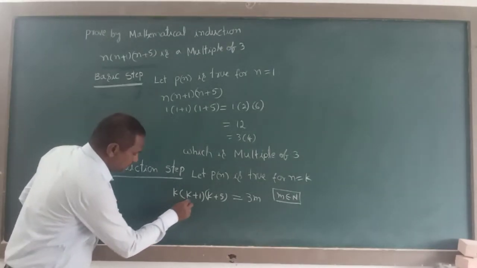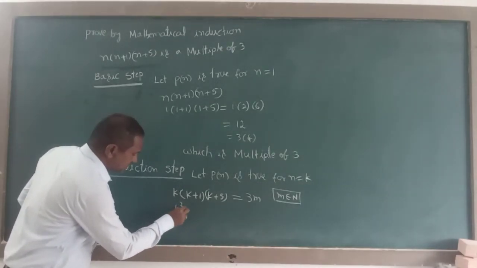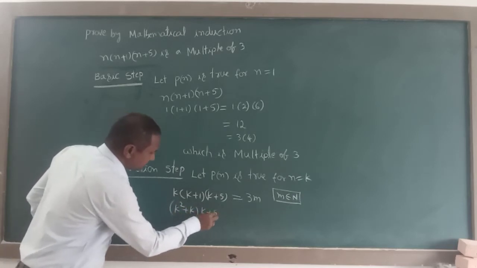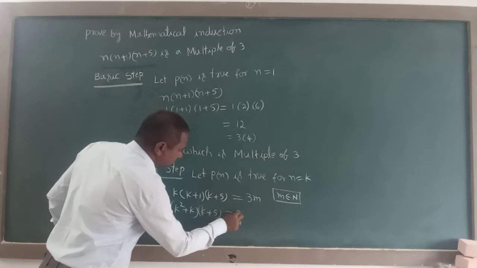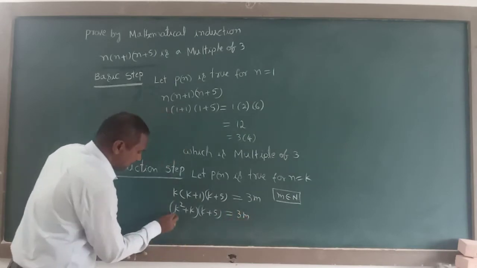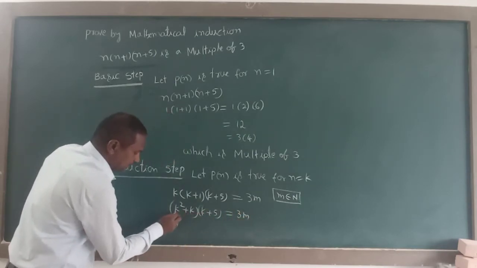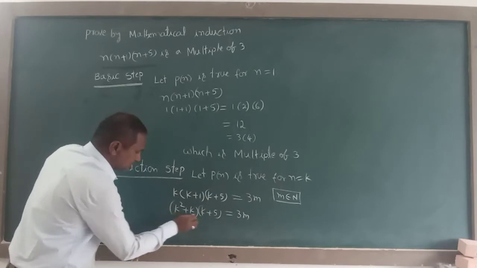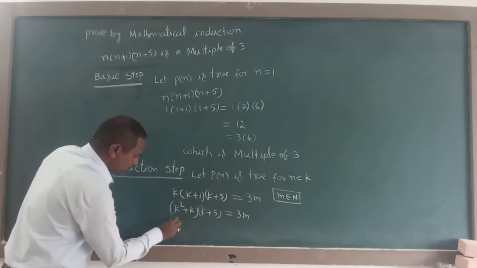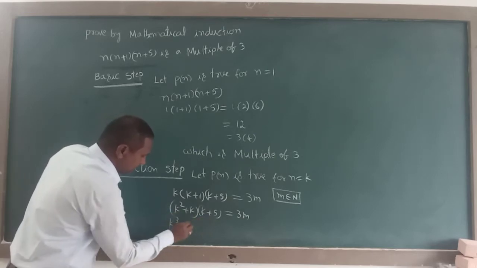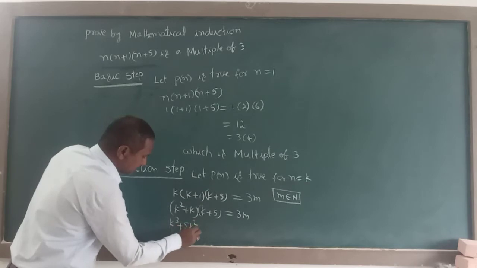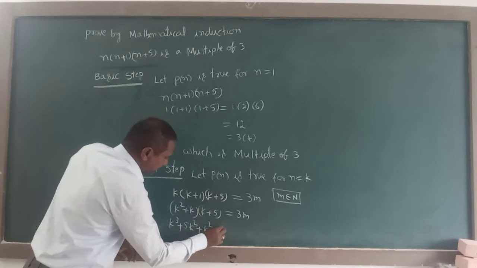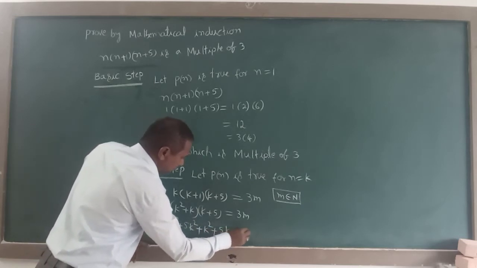3m. Multiply it: k into k plus 1 is k square plus k, into k plus 5, is equal to 3m. Again multiply with k square and k. Start with the product of k square with these two terms: k square into k is k cube, k square into 5 is 5k square, k into k is k square, plus 5k, is equal to 3m.